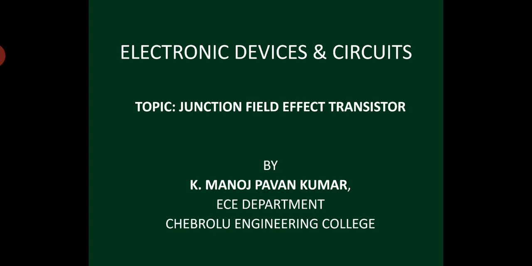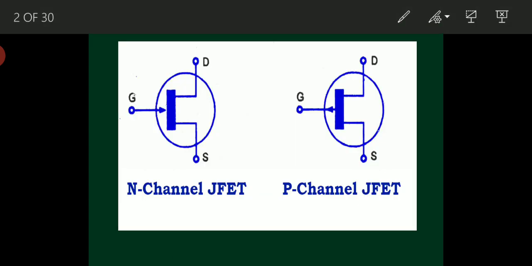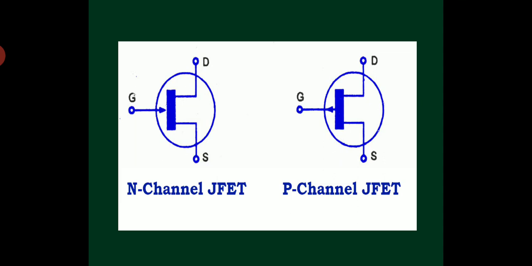FET is a voltage control device, and BJT is a current control device. We have seen in common base, common emitter and common collector configurations that output current is dependent on input current for a transistor. In common base configuration, input current is IE and output current is IC, so output current IC depends on input current IE.